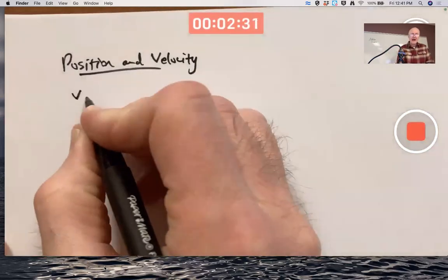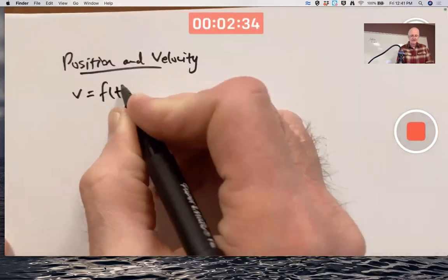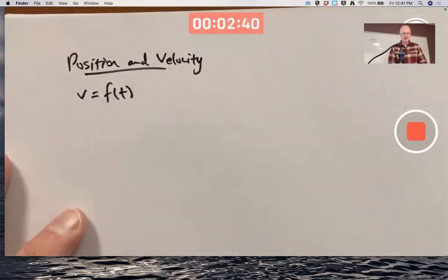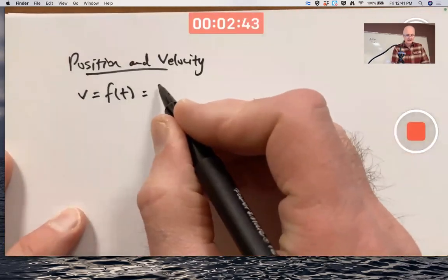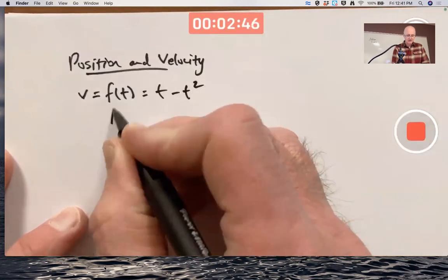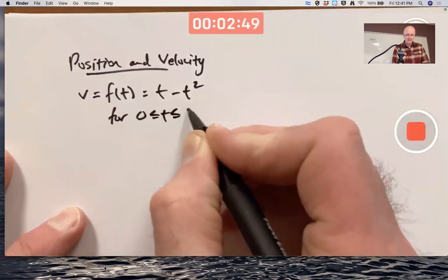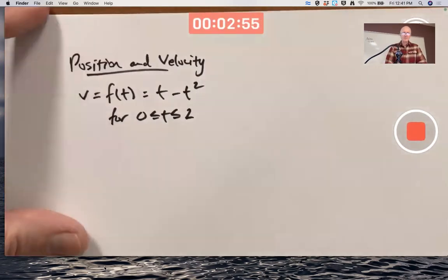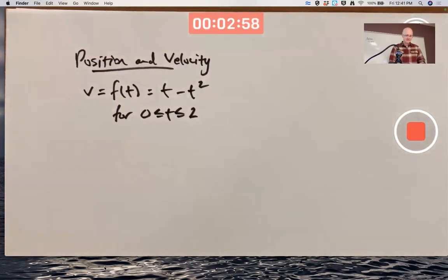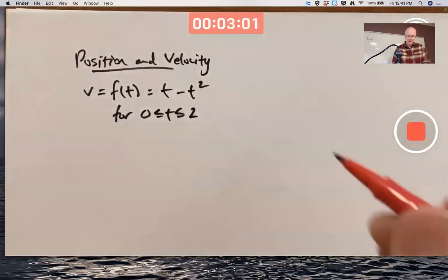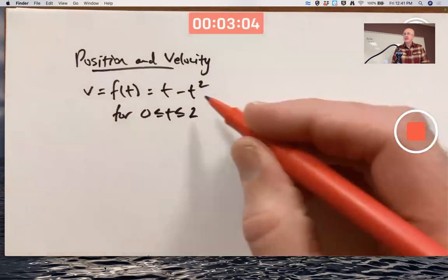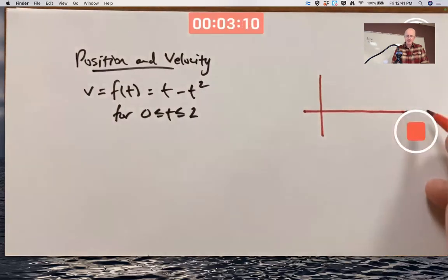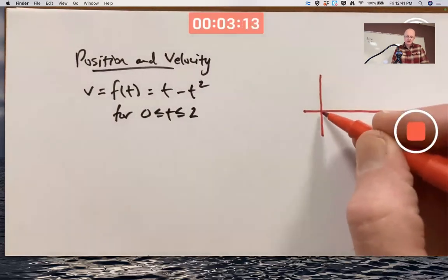So let's write down a function here that's now going to represent my velocity as a function of t, not my speed. And I do want to pick something that takes on both positive and negative values here. Like t minus t squared for t between 0 and 2, for example. If you graph this, it's a quadratic with a negative coefficient of t squared. So the graph is going to look like an upside down parabola. And when t is between 0 and 2, it's going to look something about like this.